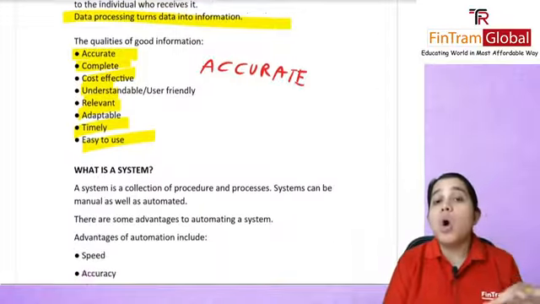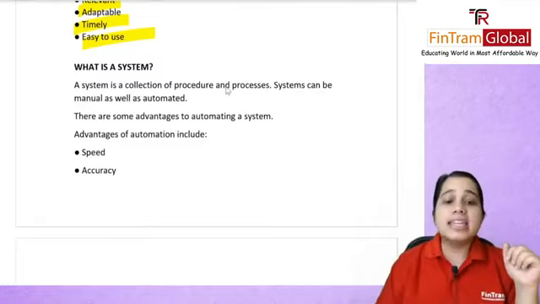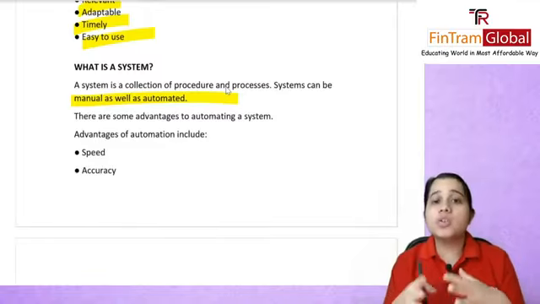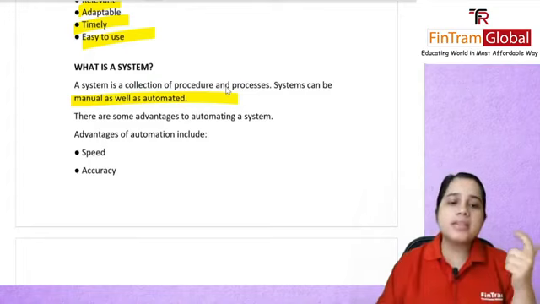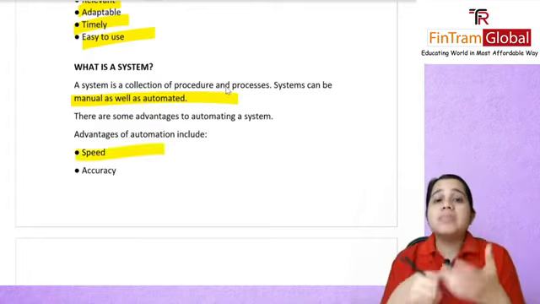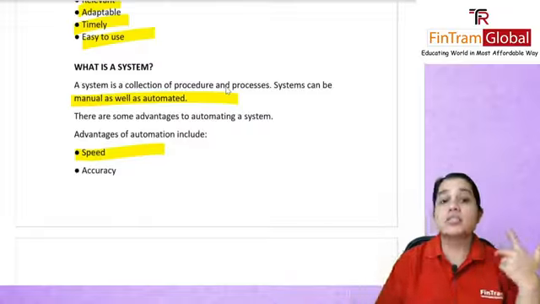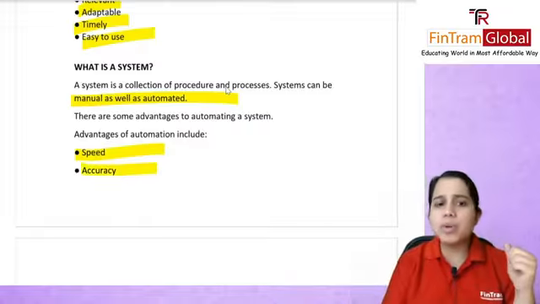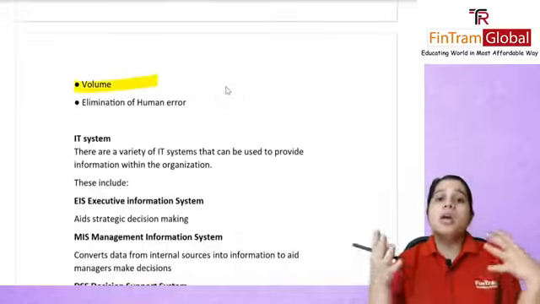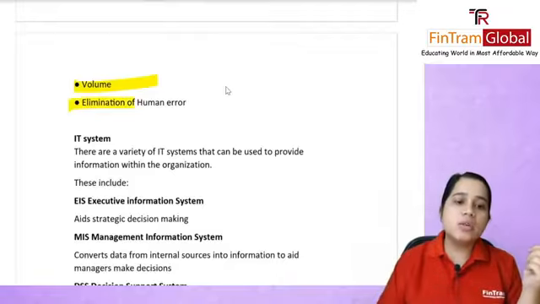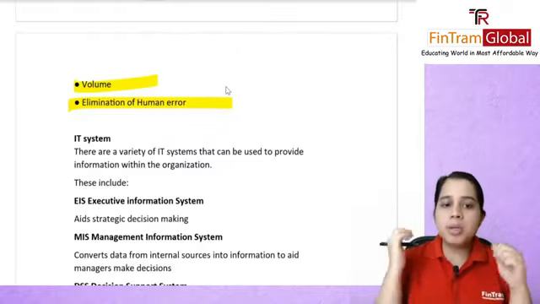Then we had talked about what is a system. A system is a collection of all the procedures and processes. It can be manual or it can also be an automatic system. There are some advantages if you have an automated system. Of course, your speed is going to be higher. Something that you were doing manually, if you do it with the help of a computer, is going to be really fast. It's going to be more accurate. The chances of committing a mistake will be less because human error will be less. Volume: you can process so much more data in a computer rather than doing it manually. And of course there will be elimination of human error because your computer will be able to catch it. If you do some mistake, you will probably get a pop-up.